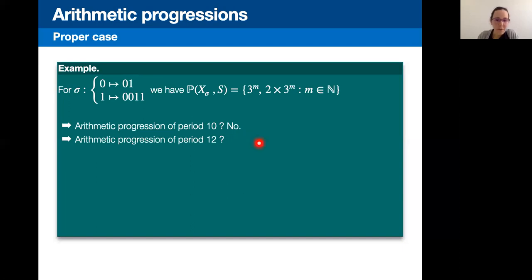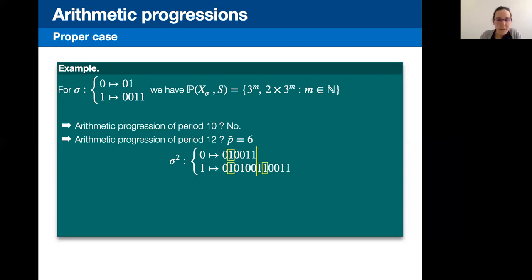For the second question, we want to look for arithmetic progressions of period 12. So we take the greatest divisor of 12 that belongs to the periodic spectrum, and we will see that p tilde equals 6 in this case. The images of letters under sigma are not multiples of 6, so we have to compute sigma squared, and we will see that it's okay. The lengths of the images of letters are 6 and 12, so we can decompose them into factors of length 6, and we will obtain the letters appearing in x_6n. And we see that this is not a constant arithmetic progression.